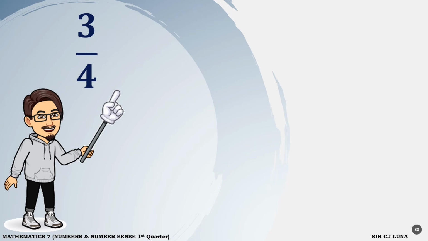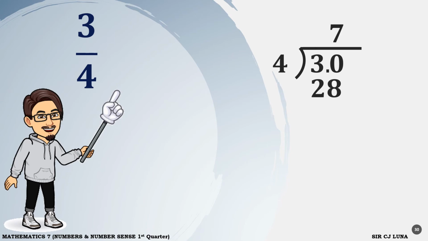Convert 3/4 to decimal. We have 3 divided by 4. Pero hindi pwede. Okay? So, maglalagay tayo ng 0. We now have 30 divided by 4. That is 7. 7 times 4 is equal to 28. And then we will subtract 30 minus 28 is equal to 2. So, meron pa tayong 2. We don't have to stop from here. So, ang gagawin natin, mag-add ulit tayo ng 0.